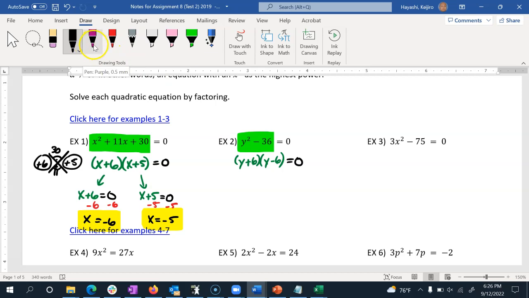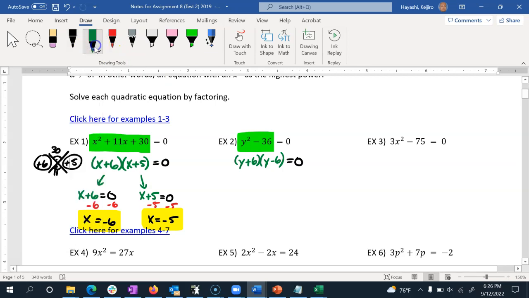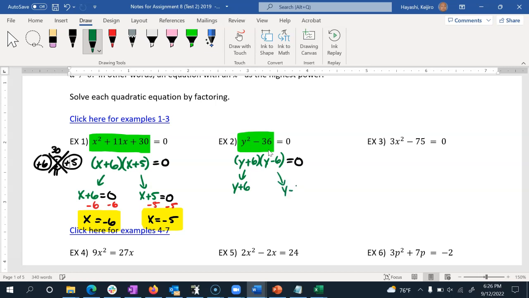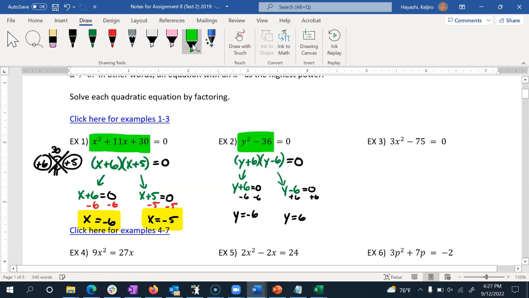But now if you take the left-hand side and set each factor equal to 0, what are your 2 solutions? 6 and -6. Yeah. Take each one. If you take y plus 6, set it equal to 0, and then subtract 6 from both sides, you're going to get y equals -6. And if you do the same with the other factor, y minus 6, set it equal to 0, add 6 to both sides, you're going to get y equals positive 6. Those are going to be your 2 solutions for y.